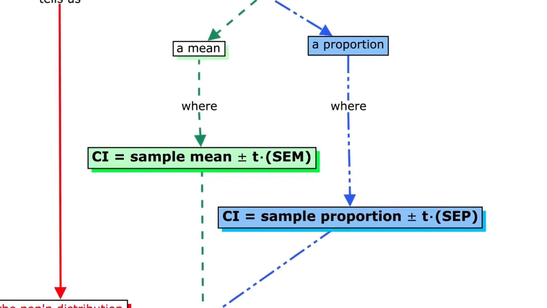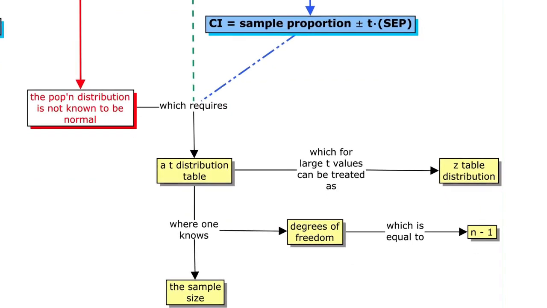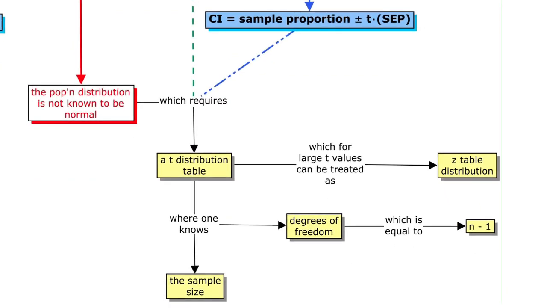Our value for t will come from a t distribution table, and in the case of your textbook, this table can be found in the back in one of the appendices. In effect, we need to use the t distribution table because we do not know if our population distribution is known to be normal. If we knew something about the standard deviation of the population, then we might be in a position to comment on the shape of the population distribution, but we're not.